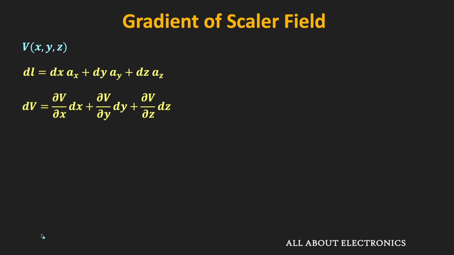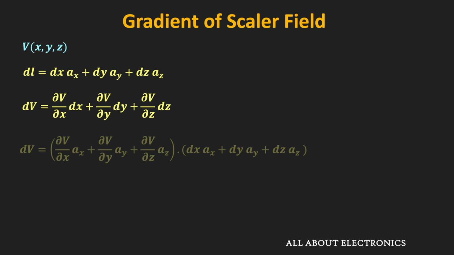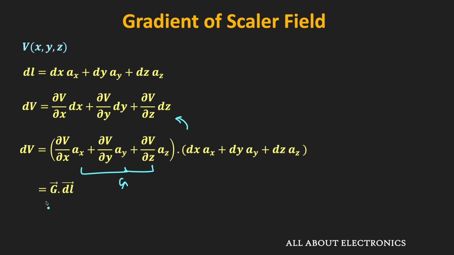And the same expression can also be represented like this. That is the dot product of this term and dl. Because here, if we perform the dot product, then we will get the same expression. So let's say this term is equal to g. Therefore, this change in the scalar field can be written as g dot dl, right? Where g can be represented by the following expression.